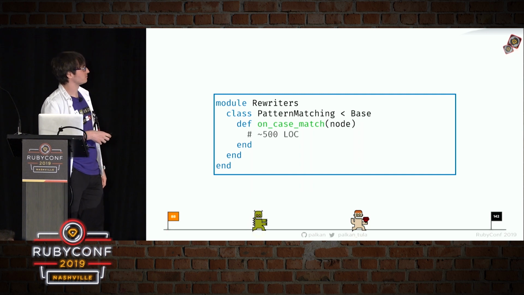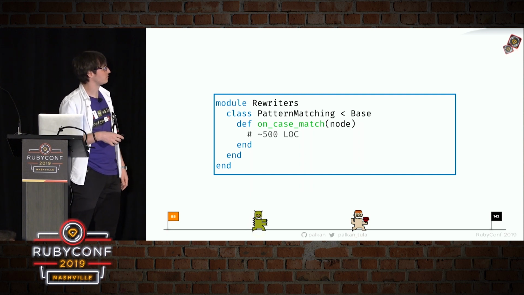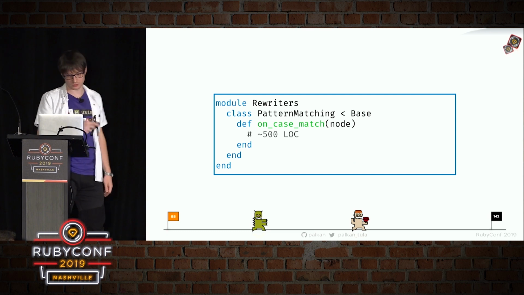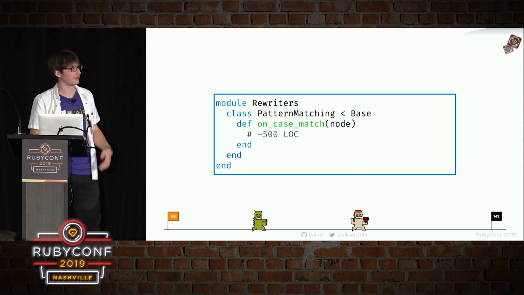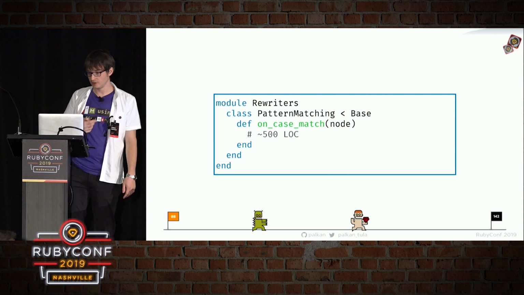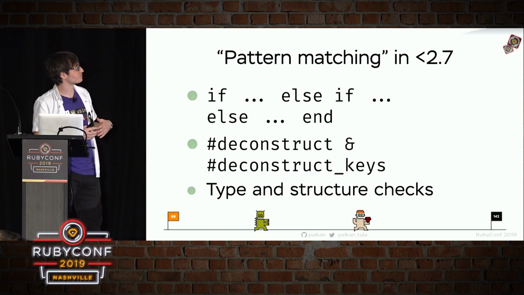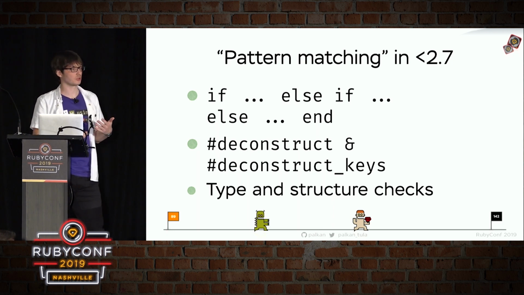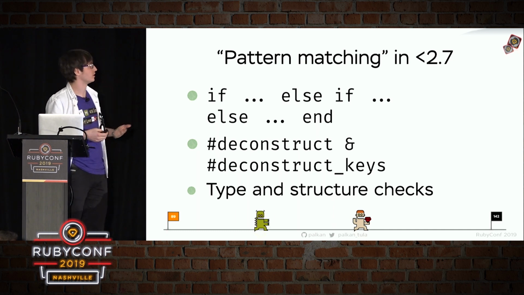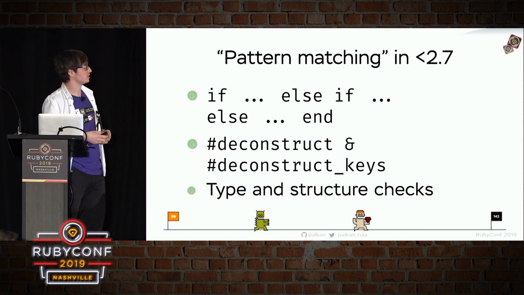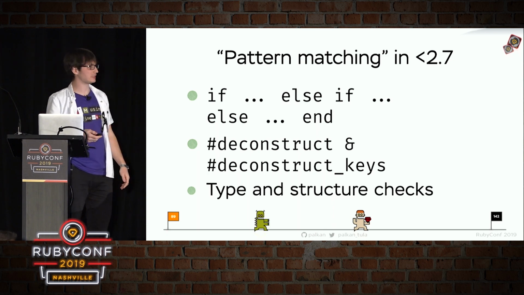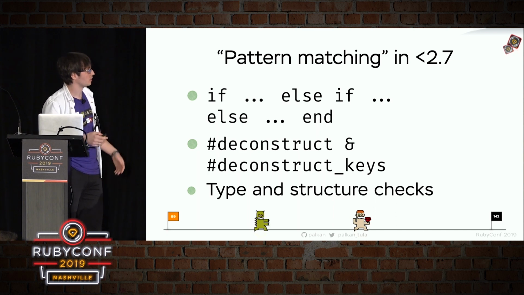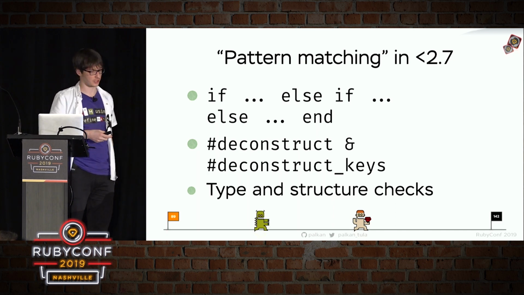Pattern matching is a bit more complicated. Actually, I just added a few dozen lines an hour ago, so it's more than 500 lines of code just to make pattern matching work in Ruby 2.5. And we're going to talk about it a bit more because there's some interesting stuff there. So, how do we do pattern matching without case/in? We can use if-else. Why not? Because if-else can do anything. We also need deconstruct and deconstruct_keys for representing non-array or hash classes for pattern matching, and we need to perform some type and structure checks.